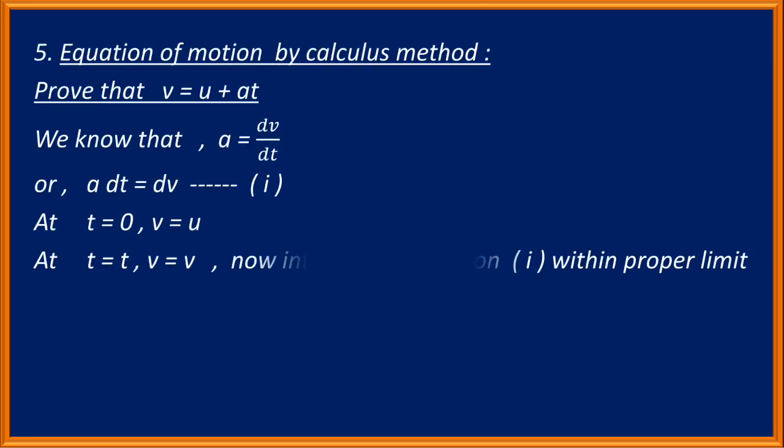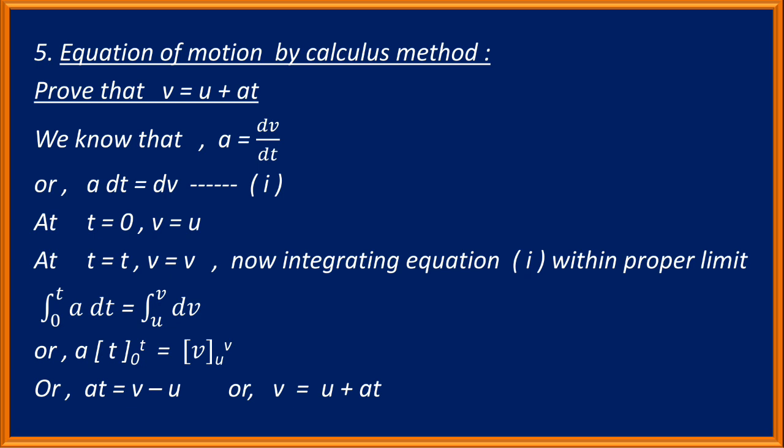Derivation 5. Equation of motion by calculus method. So first of all, we are going to prove v equal to u plus at. Since we know that acceleration a equal to dv by dt, or a dt equal to dv, equation number 1. At time t equal to 0, velocity is u. After some time t, the velocity becomes v. This is the final velocity.